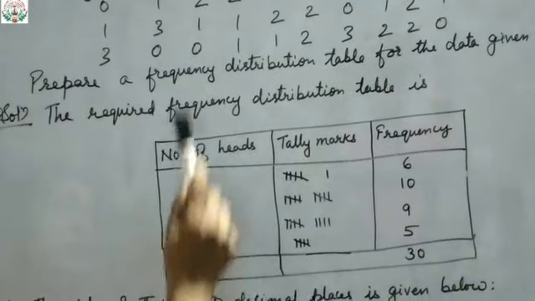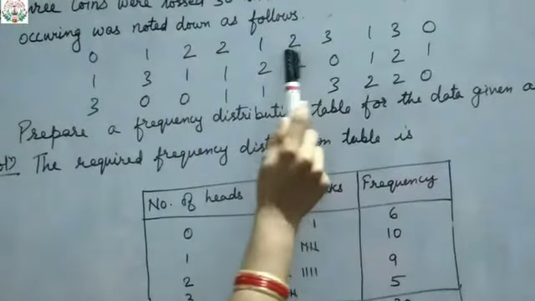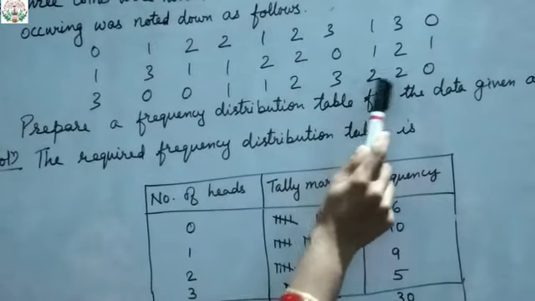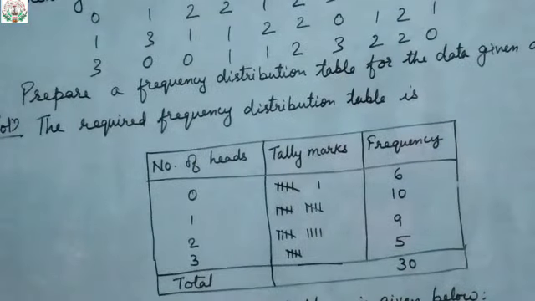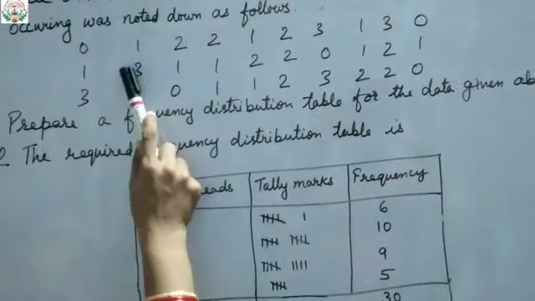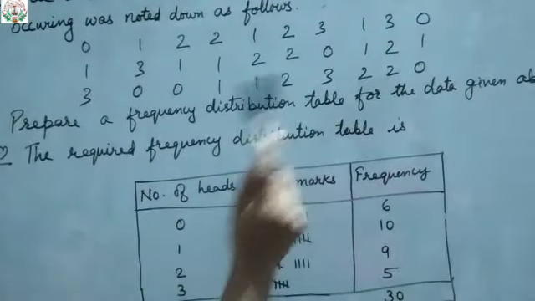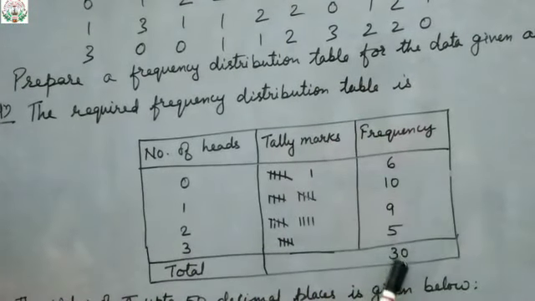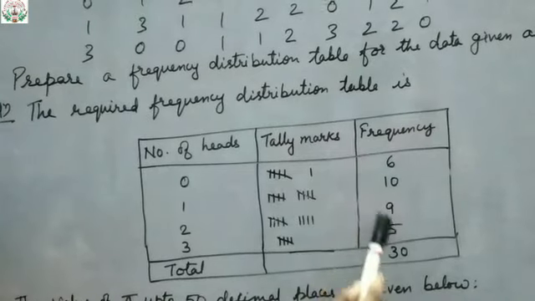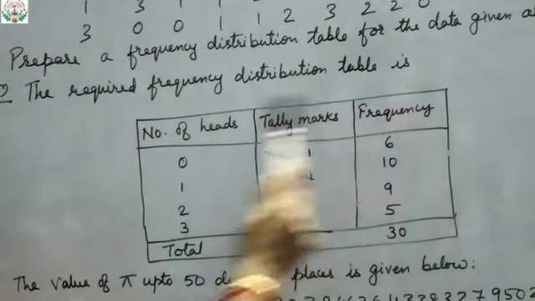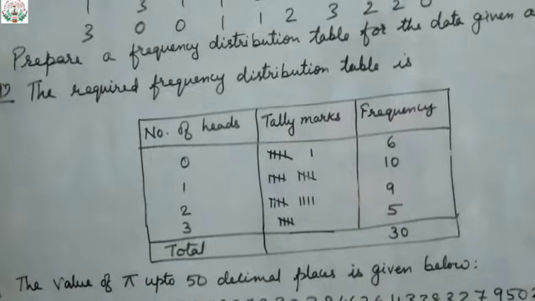Now 2. Same way see 1, 2, 3, then 4, 5, 6, then 7, 8, 9. So 9 we got for 2. Same way for 3: 1, 2, 3, then 4, 5. So total 5 we got. So here total will be what? When you count this, the frequencies add up to 30. So this is the distribution table for the 6th question.